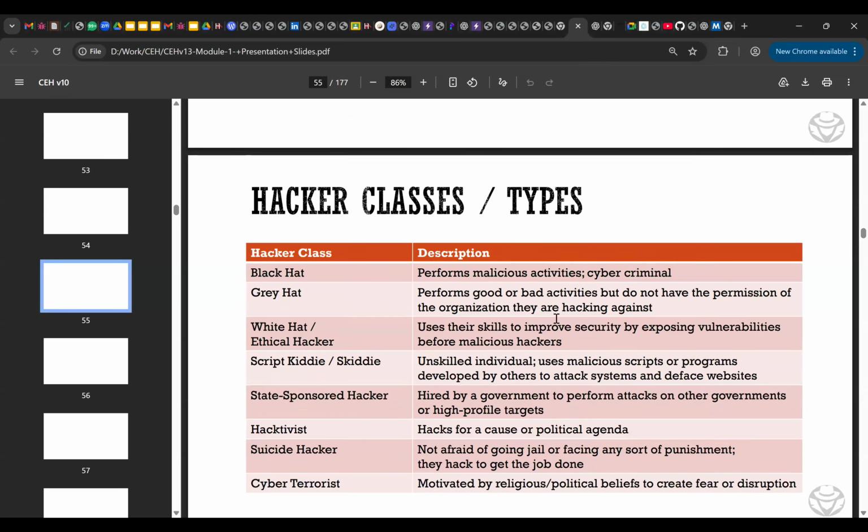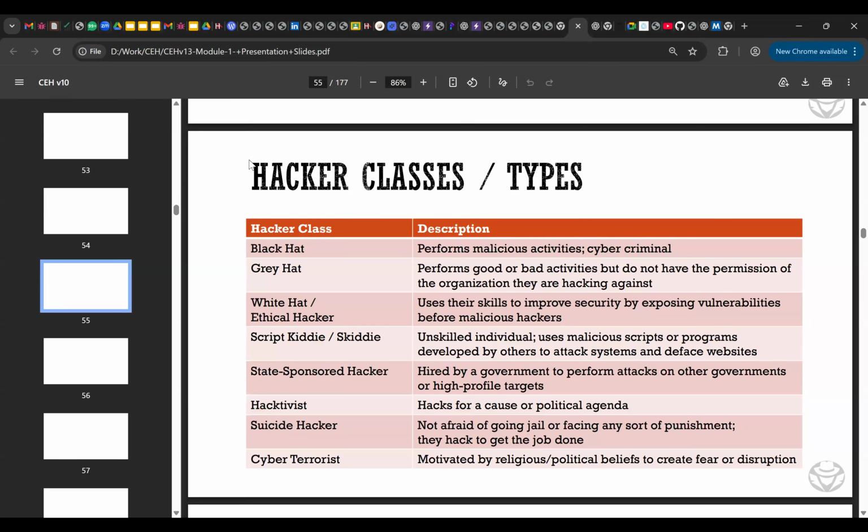Now there are various types of hackers based on their actions. One is black hat. Black hat means the hacker who performs malicious activities, or we can say a cyber criminal with malicious intent. So that is black hat.